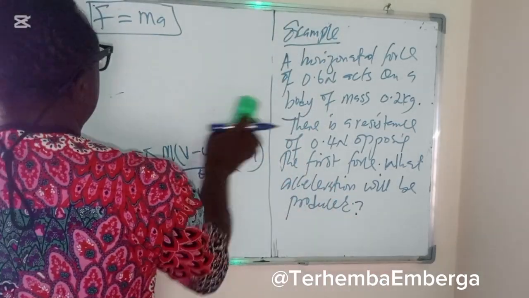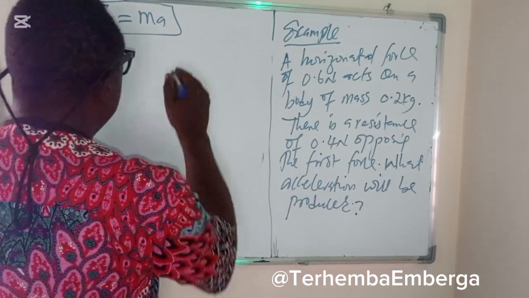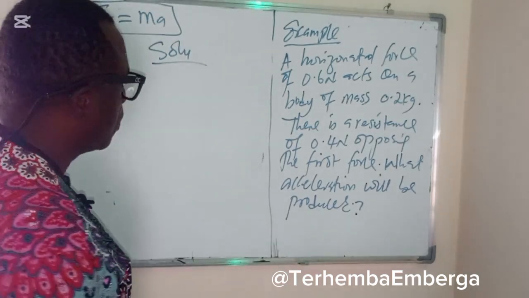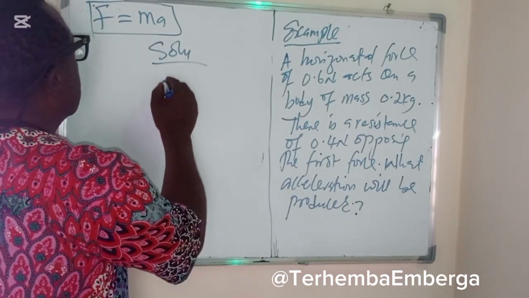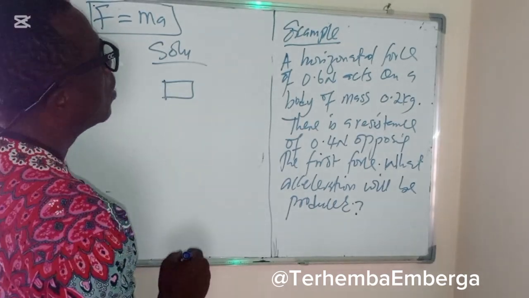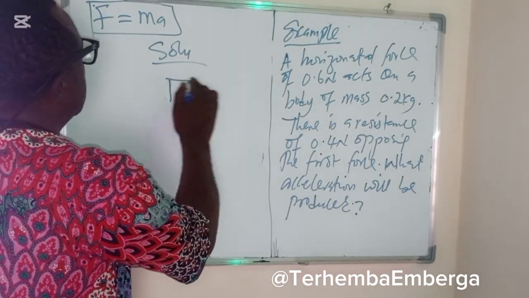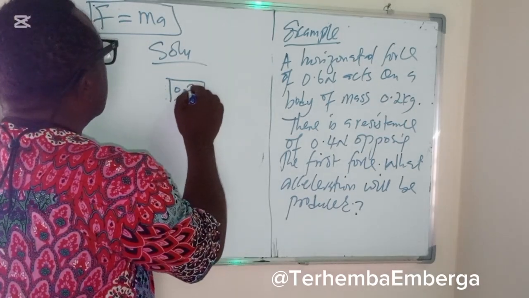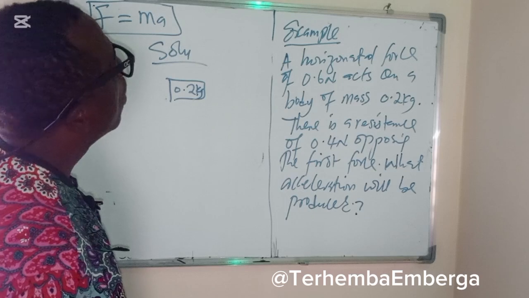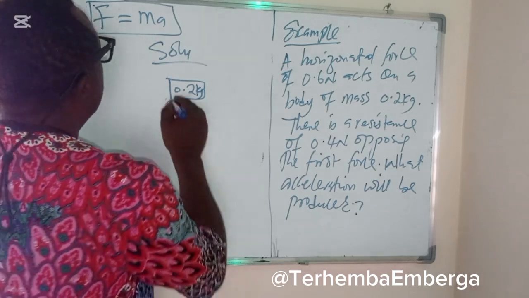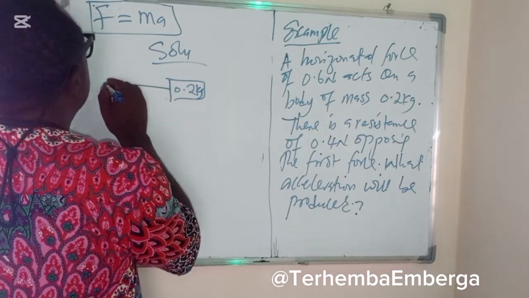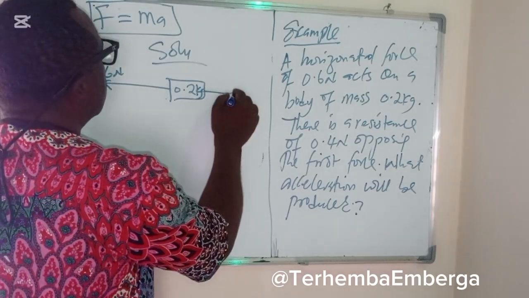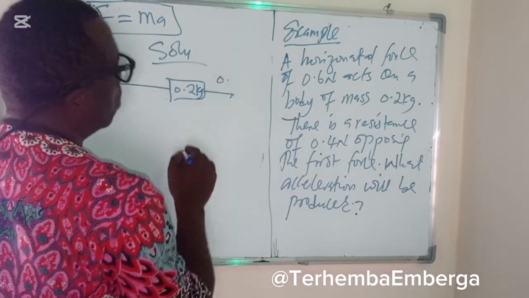So this is the problem, and this is how we'll solve it. We can sketch it. We can sketch this as the mass of 0.2 kg, and the first force is 0.6 Newton, and the opposing force is 0.4.